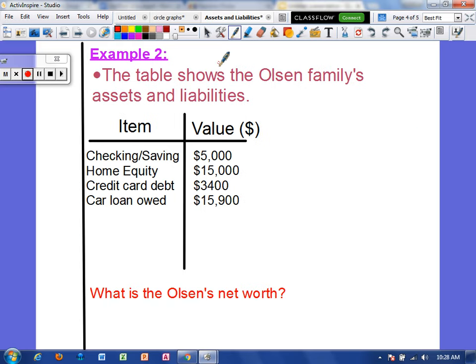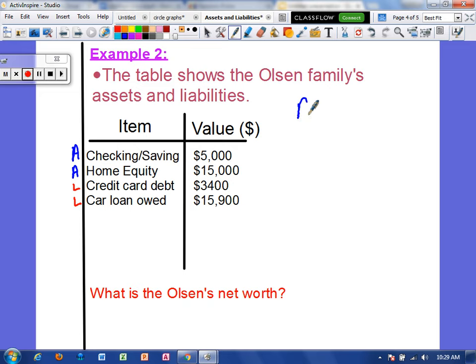All right, example 2. The table shows the Olson family's assets and liabilities. So again, let's identify the assets and liabilities. So in checking and savings, they have $5,000. They own that. It's an asset. Home equity. Home equity means how much their home is worth. So it is worth $15,000. So that means as of now, what they own on their home is worth $15,000. So that is an asset. Now they have some credit card debt. Credit card debt is a liability. And then a car loan that they still owe. So that's a liability.